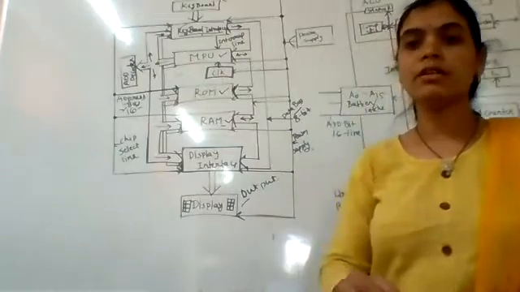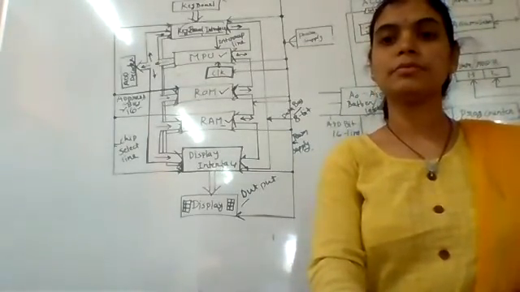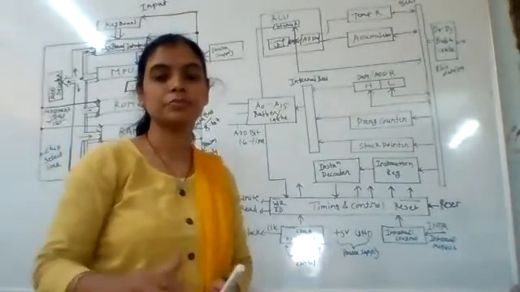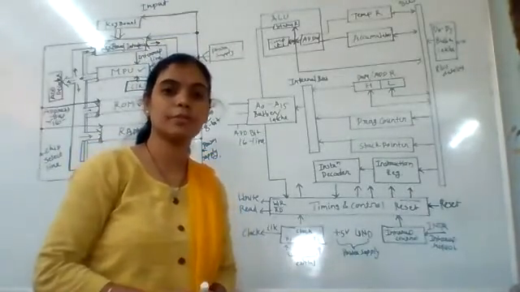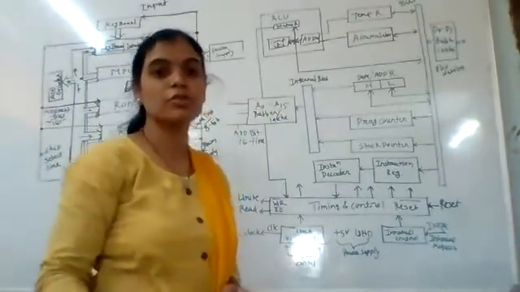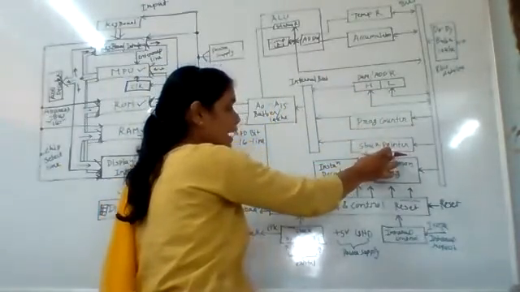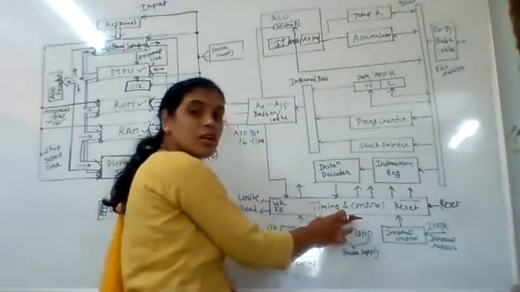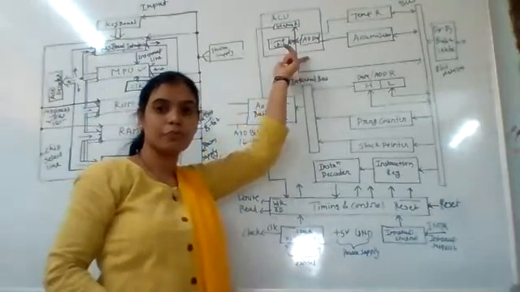Now we move on to our next point, the block diagram of a generic microprocessor. A generic microprocessor consists of the ALU, some registers, program counter, stack pointer, instruction decoder, and timing and control signals. First we start with the ALU.